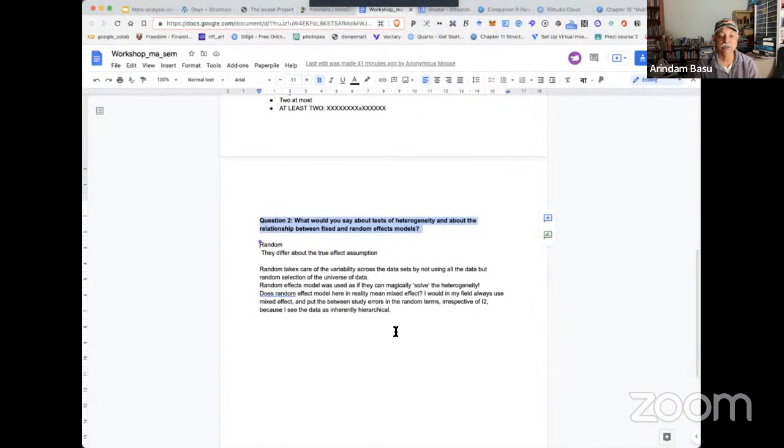Okay, one other question that came up is, does a random effects model in reality mean a mixed effects model? No. A mixed effects model is the one we were talking about, where you add in other variables in addition to the random variables, predicting the variation in the random effect size with these other variables. So that's a mixed effects model. A random effects model is not the same thing as a mixed effects model. I think that was a question that came up in the Google Docs.